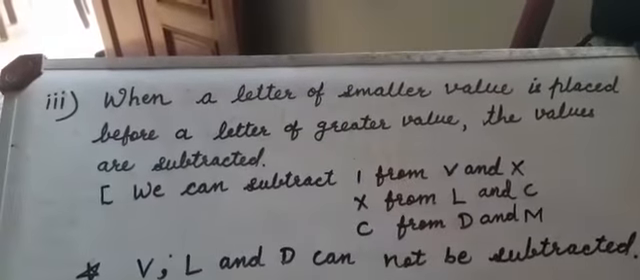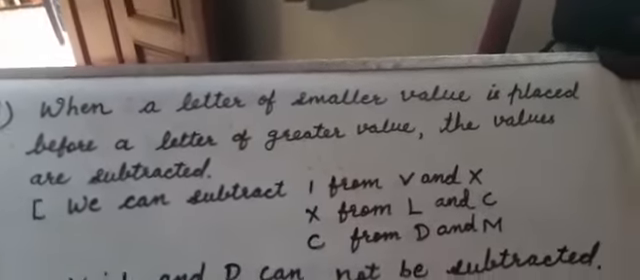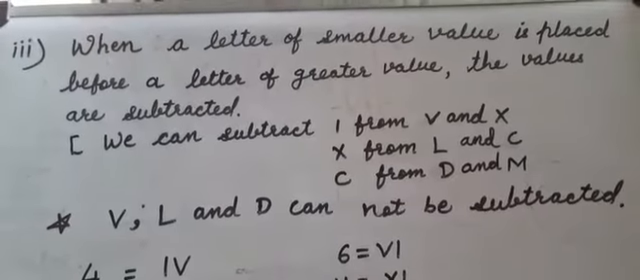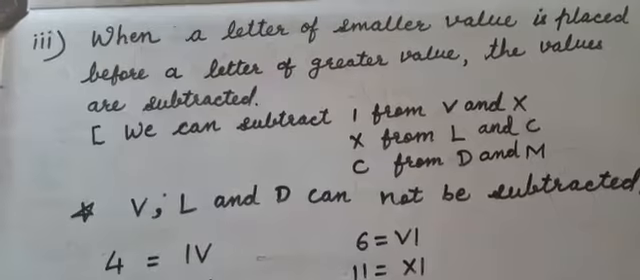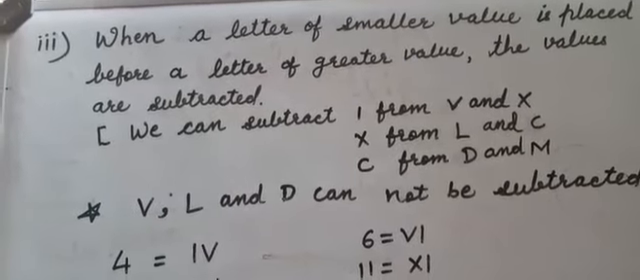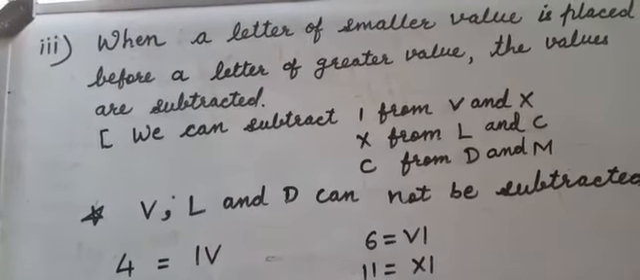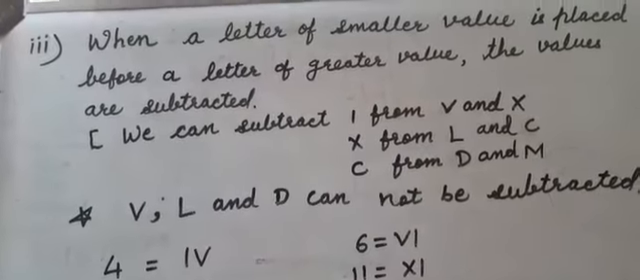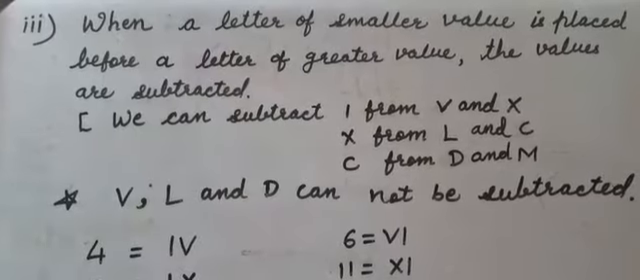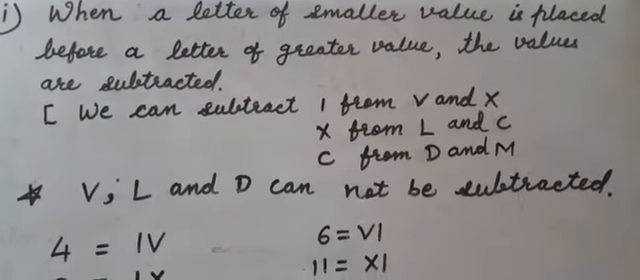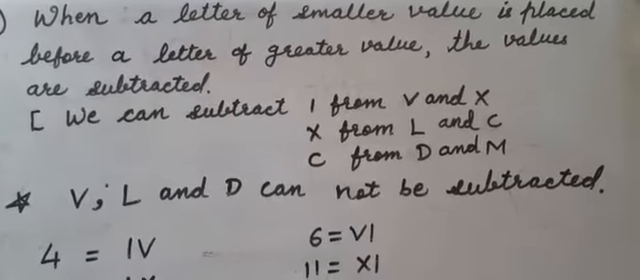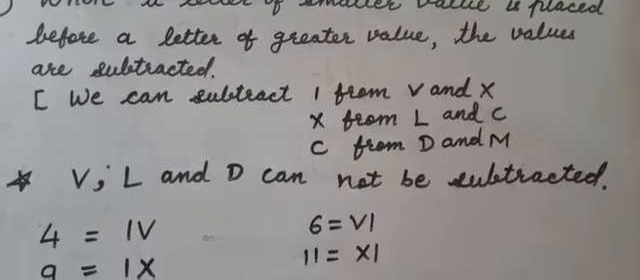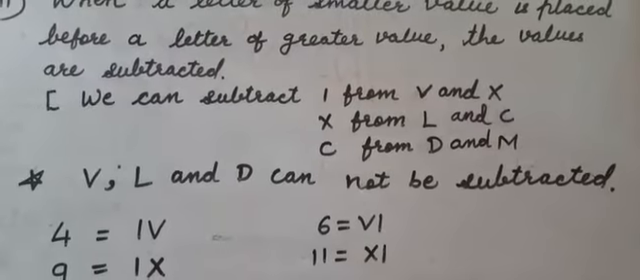Now we will see the second rule. When a letter of smaller value is placed before a letter of greater value, the values are subtracted. What it means is, when we write the smaller value before, or toward the left hand side, we subtract that from the greater value. There is one rule again in this. We can subtract I from V and X, we can subtract X from L and C from D and M.